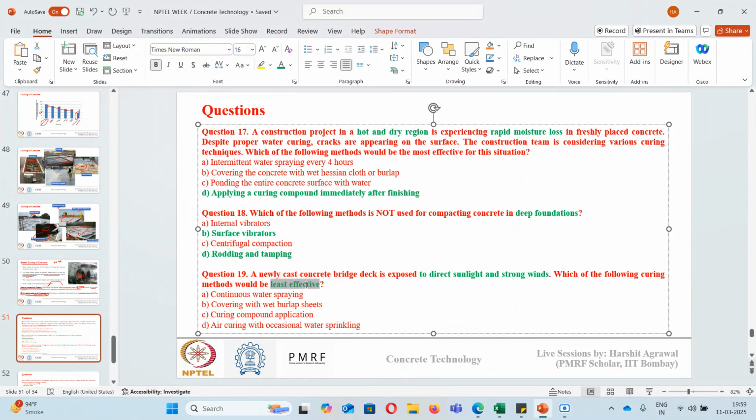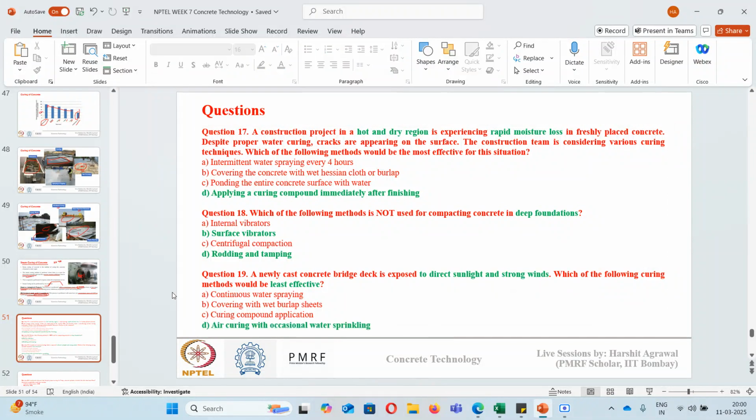Okay, since they are asking about the least effective method, it will be air curing with occasional water sprinkling. Why? Because in direct sunlight and strong wind, occasional sprinkling does not provide continuous moisture. Without continuous moisture, there can be evaporation and shrinkage cracks, so that's why it is the least effective. The most effective among these will be wet covering or curing compound application, but the least effective will be air curing.